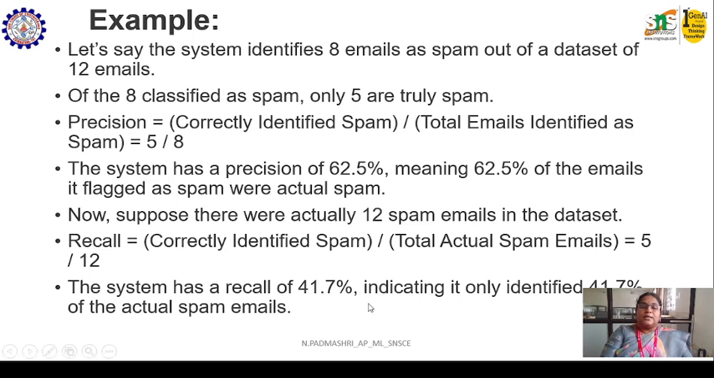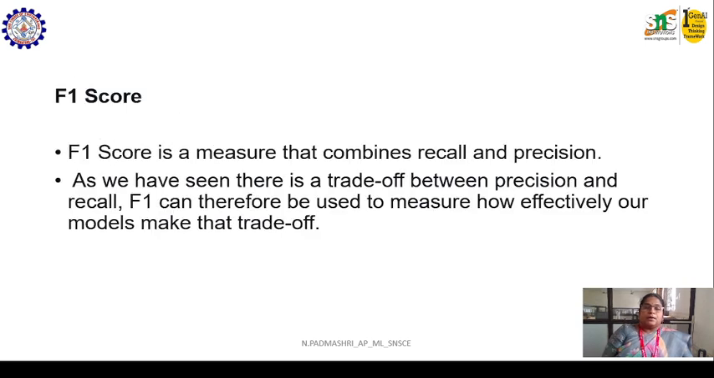Now we have 12 actual spam emails in the data set, right? So how can the recall be calculated? Correctly identified spam is 5, divided by the total actual spam mails, which is 12. So 5 by 12: the system has a recall value of 41.7%. And one more metric is called the F1 score, which combines both the precision and recall values. There is a trade-off between precision and recall.